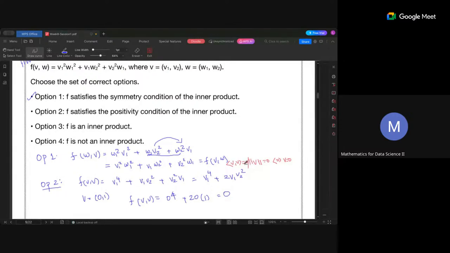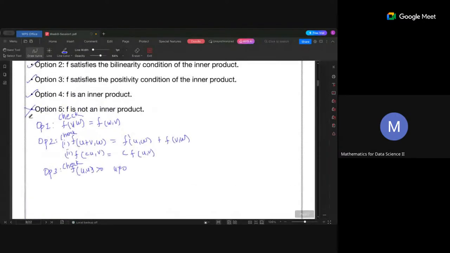Right? According to the positivity condition, you should have norm V, V equal to 0 if and only if V equal to 0. And this fails. So you see that positivity fails. Okay. So when you are checking positivity, you have to be careful. You also have to check this condition.